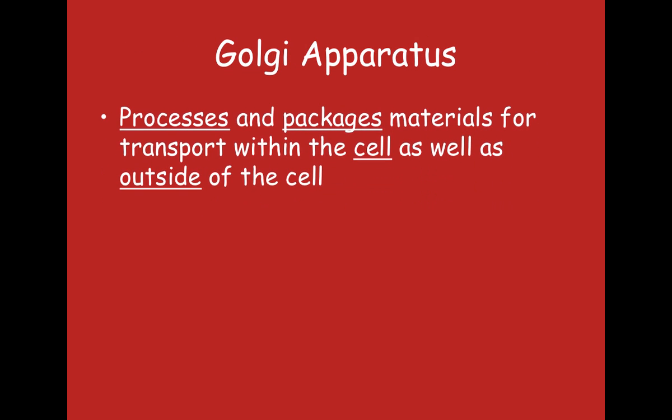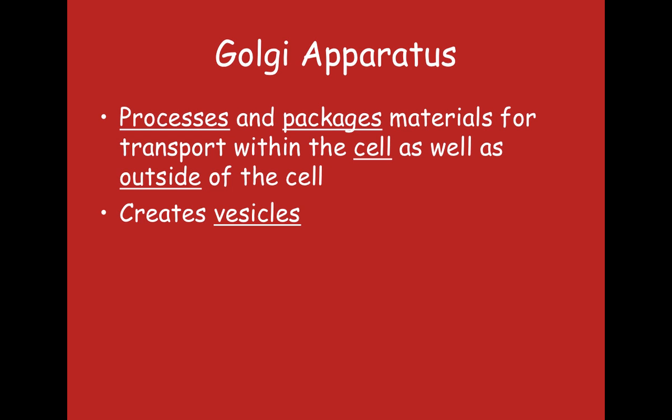Now, the Golgi apparatus is responsible for processing and packaging materials for transport within the cell as well as outside of the cell. It's what's responsible for creating vesicles that we use for the process of exocytosis.